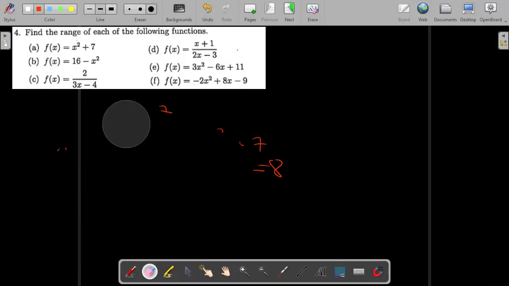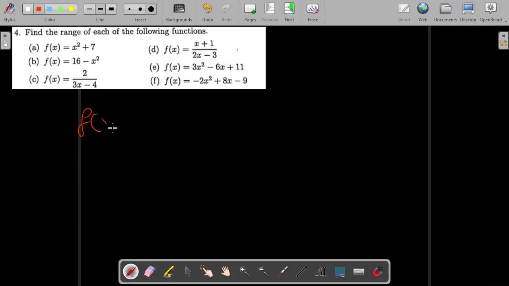Okay, so the second one now. When you look at the second one, you have f of x being equal to 16 minus x squared. And now for this one, we see that for every value that we plug in, whether negative or positive, what outputs will we be getting for y? So let's say I write this like this.